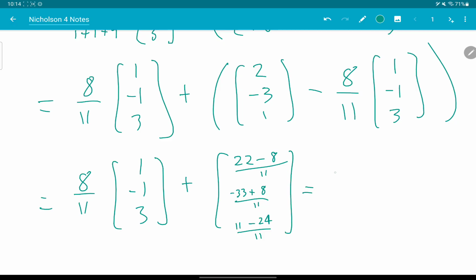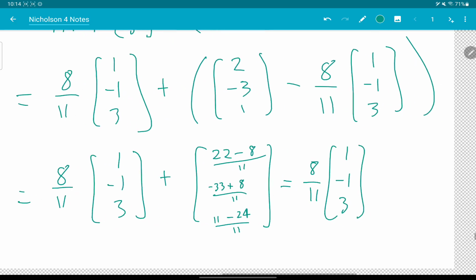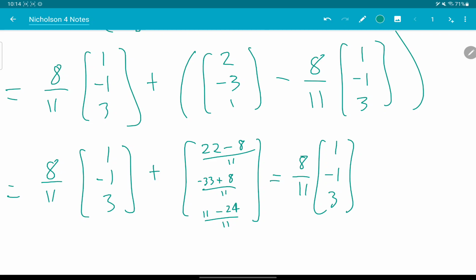So overall I get 8 over 11 times 1, negative 1, 3, plus, let's bring that 1 over 11 out, 1 over 11 times 14, minus 25, minus 13, if I'm not mistaken.